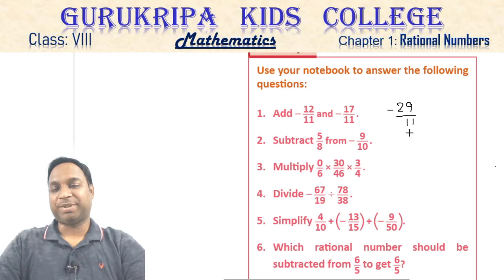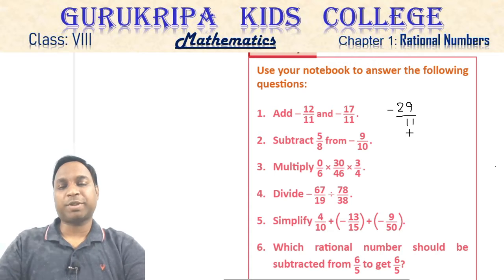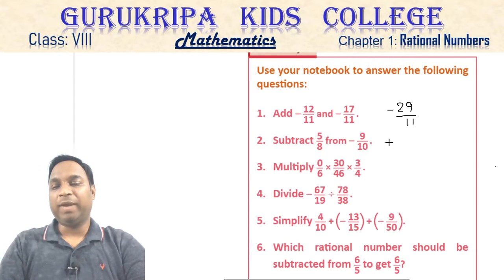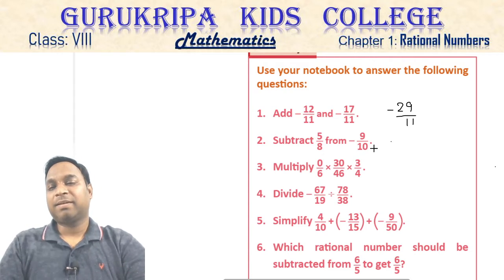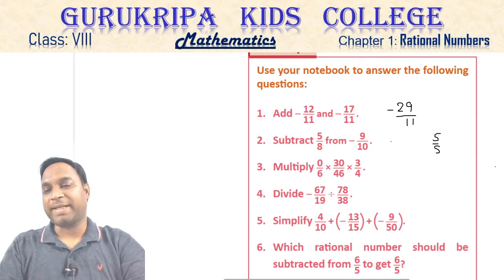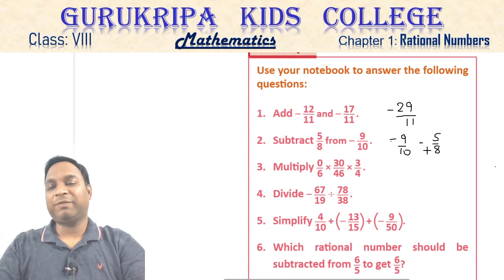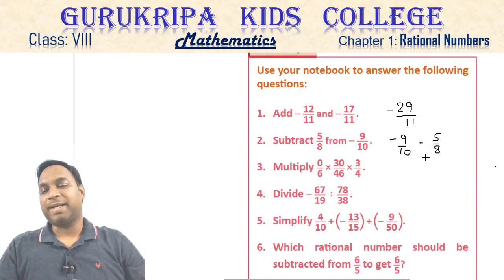Coming to the second question. Subtract 5 by 8 from minus 9 by 10. So इसमें किसको किसको माइनस करना है? We have to subtract 5 by 8, and this has to be subtracted from what? From minus 9 by 10. If you have done this, you will get the right answer. Minus 9 by 10 minus 5 by 8. जिन्होंने उल्टा किया उनका आंसर गलत आ जाएगा.